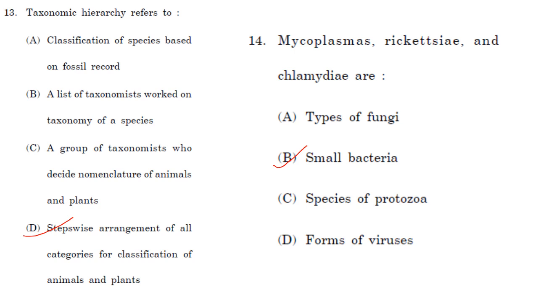Mycoplasmas, Rickettsia and Chlamydia are. They are small bacteria. Answer is option B.